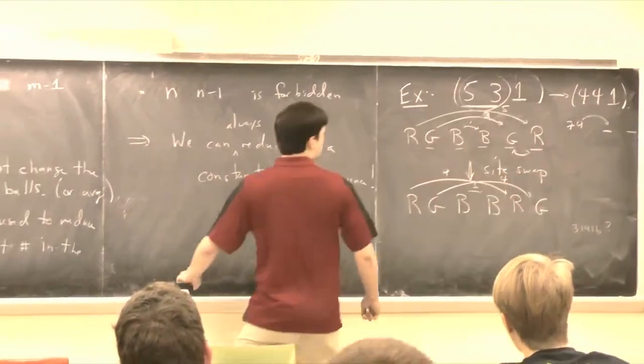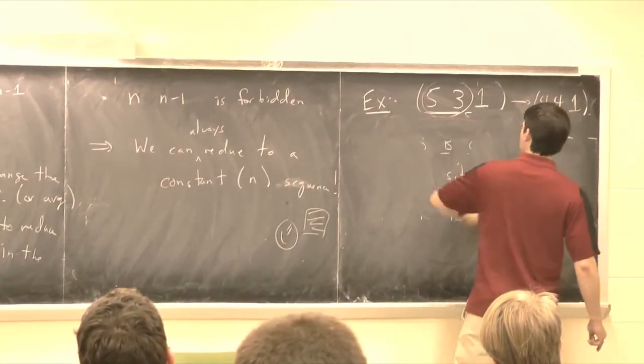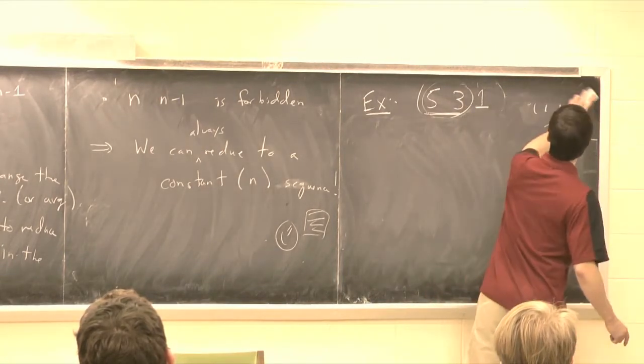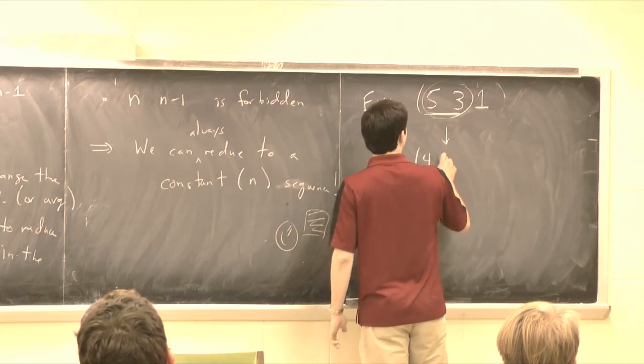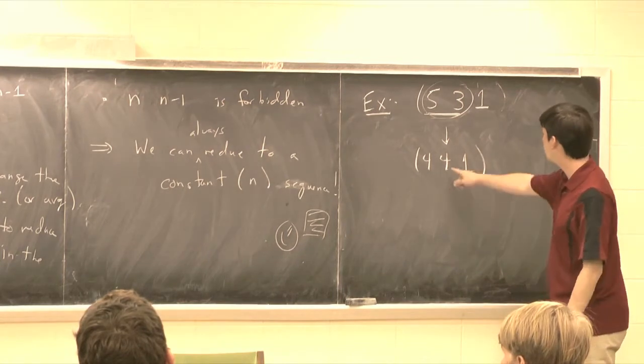It's kind of fun. So now we have the rule, I'm going to erase this. I'll just write down what the site swap sequence is. So we have 5, 3, and we swap the 5 and the 3, 4, 4. And so that becomes 4, 4, 1. And now we want to swap again.